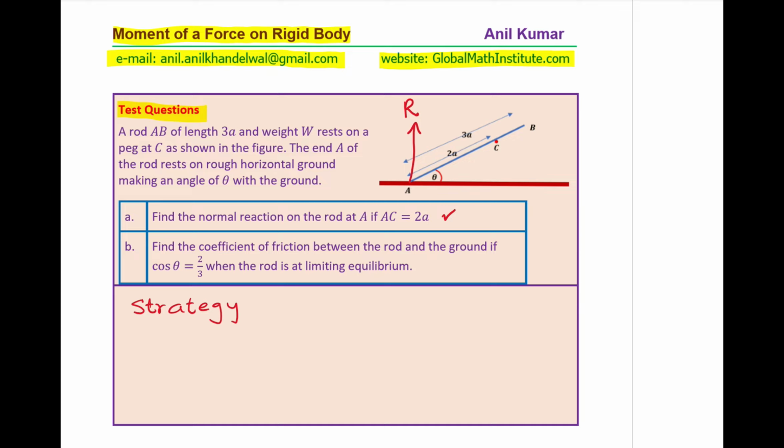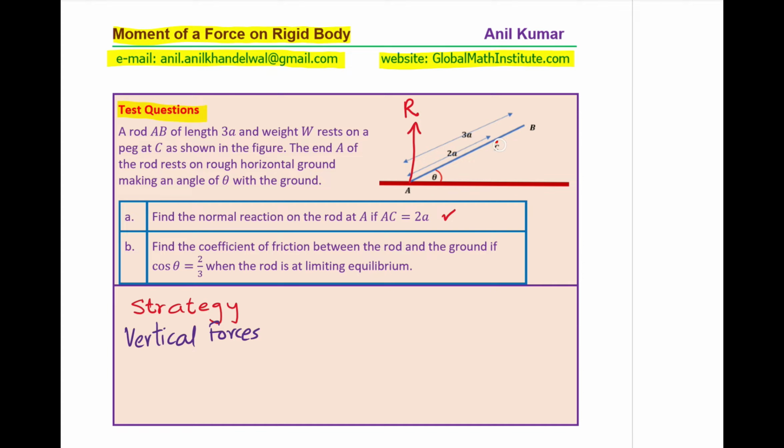Well, as we do with most of the questions related to moments on rigid bodies, we have to resolve the forces and then work on it. So basically, we have to do vertical forces. Their sum has to be zero. So for vertical forces, one of them is given to us, which is the reaction itself, which we need to find out.